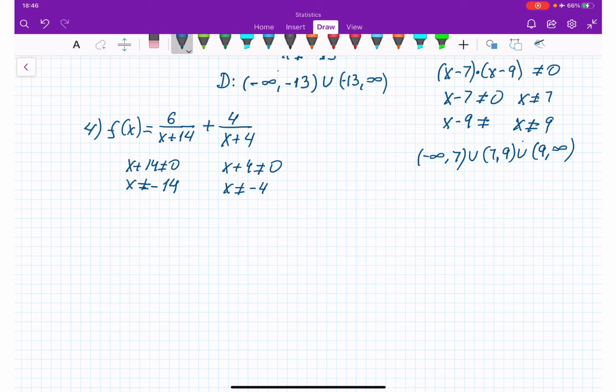So we have how many intervals, right? The first one is going to be negative infinity to negative 14. The second one is going to be negative 14 to negative 4, right? And then we will have negative 4 to positive infinity. Correct? Okay.